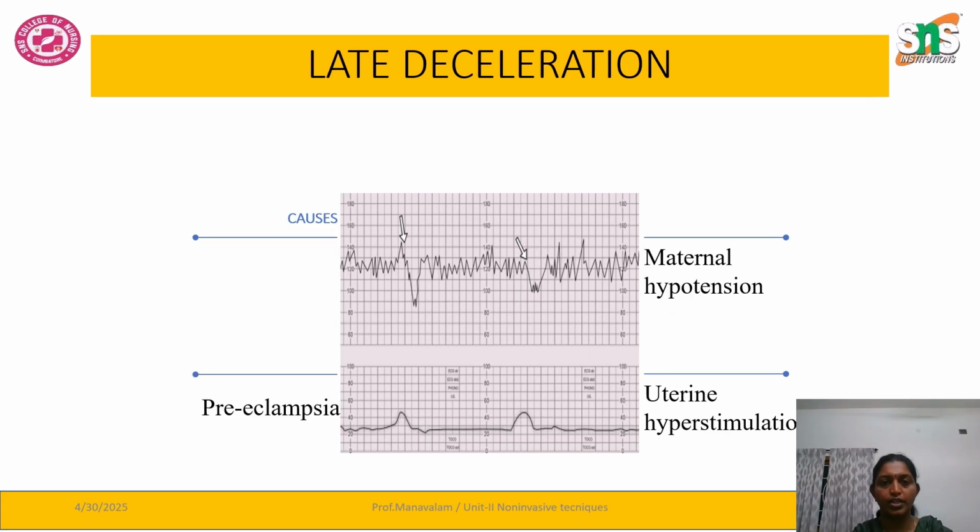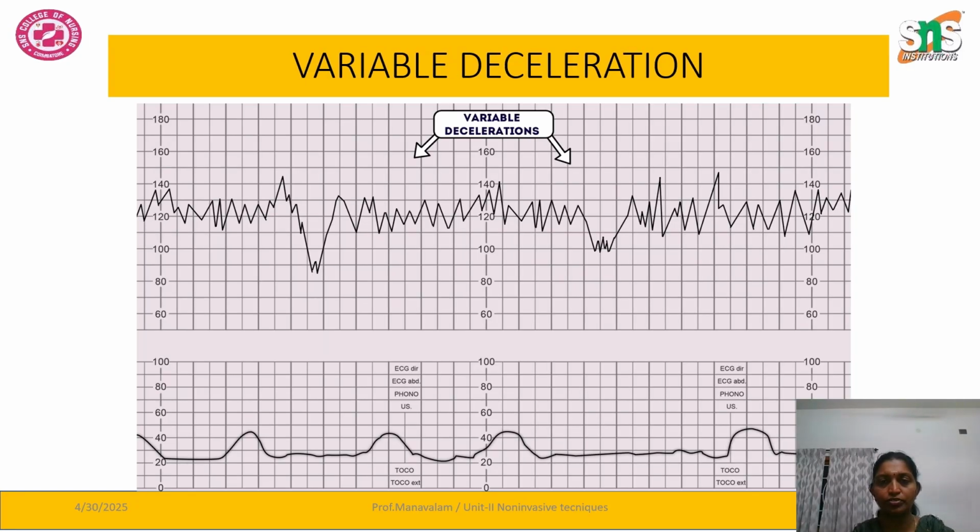Other causes of late deceleration are maternal hypotension, which has a direct impact on the fetal cardiac system, preeclampsia, and a uterus hyperstimulated by the administration of oxytocin medication.